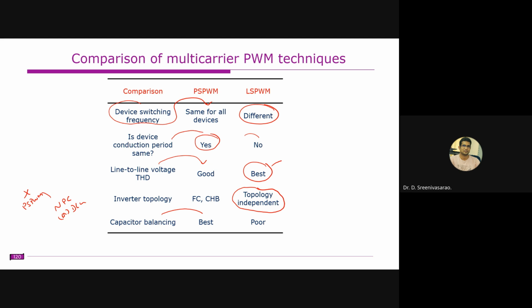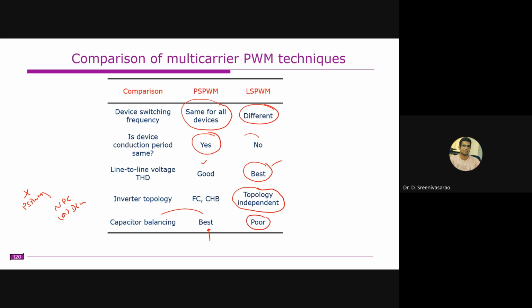So why it is simple means, because the device switching frequency, all devices are operating at the same frequency, their conduction periods are the same, therefore it is expected that the charging and discharging periods are also the same. The charging and discharging periods being the same, therefore you can get the best THD performance. Whereas for level shift PWM, it is poor.